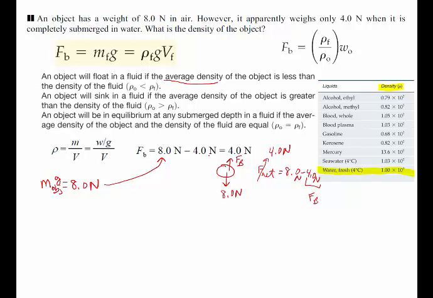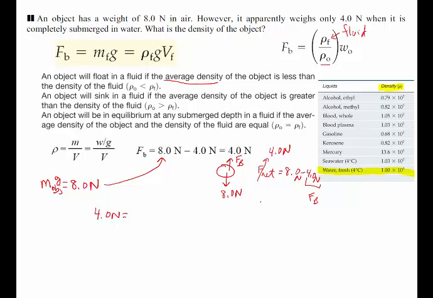So now we want to find the density of the object. So we know that the buoyant force is 4 newtons. So I'm going to break my rule of not doing algebra first. And then we have our rho, that is going to be the density of the object, so this is this, and then this is the fluid.